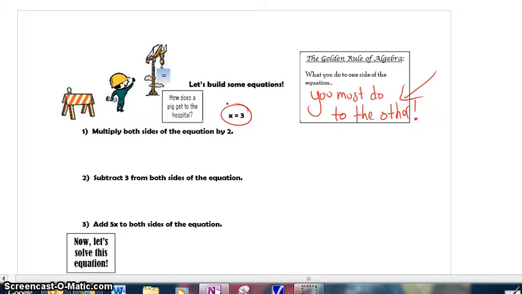Before we do that, how does a pig get to the hospital? That would be in a hambulance. Hambulance. Thank you very much. Okay, I'll be here all week.